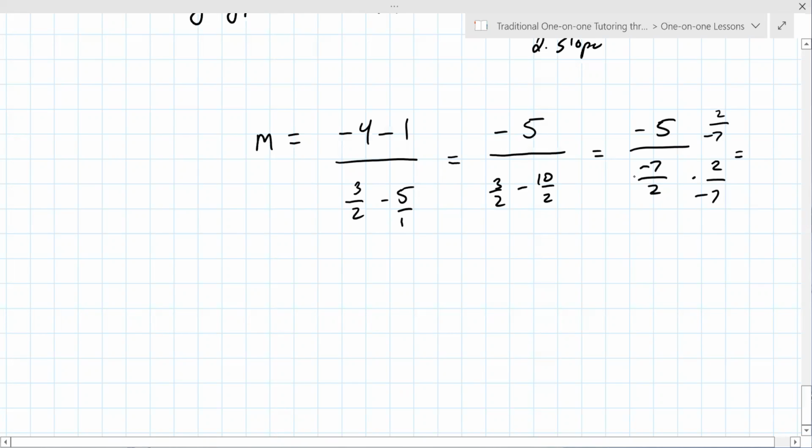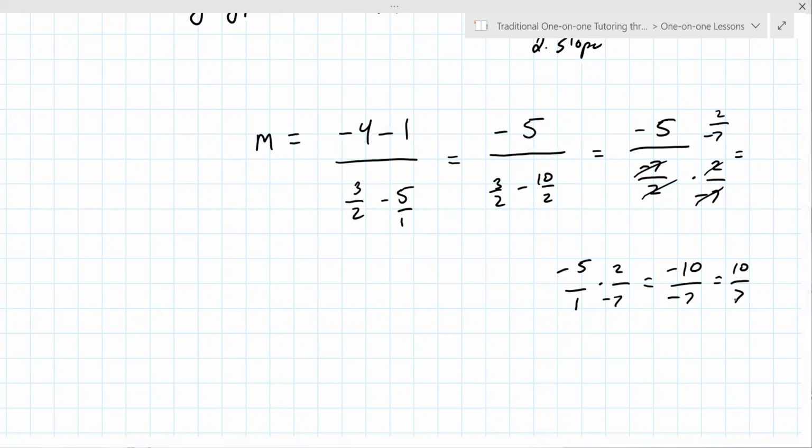That clears out the bottom. The top is really -5/1 times 2 over -7. So it's -10 over -7, or 10 over 7. That's your slope. We're used to getting nice slope values, but unfortunately this didn't give us that.